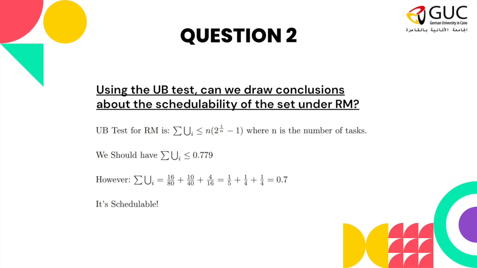We found out that tasks B and C were scheduled properly. However, task A was not scheduled properly because it missed its deadline, which was equal to the period. Therefore, we said that this set of tasks is not schedulable under RM. However, in this example, question 2, it is schedulable under RM.